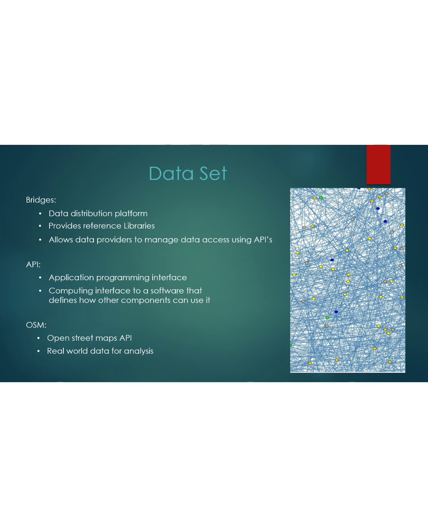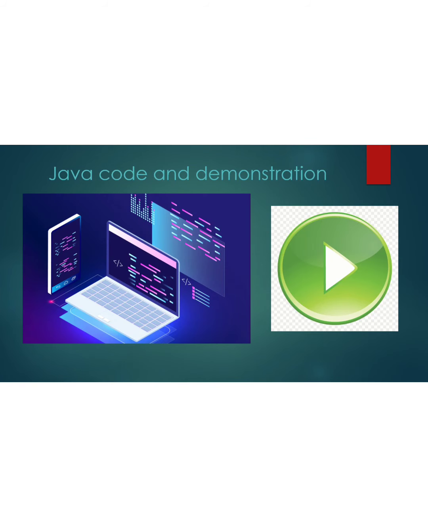Our data set was populated using Bridges. Bridges is a data distribution platform that provides reference libraries. It allows data providers to manage data access using APIs. We use the OpenStreetMap API, which consists of real-world data concerning city streets, intersections, and distances between them. I will now show you our code and do a brief demonstration.